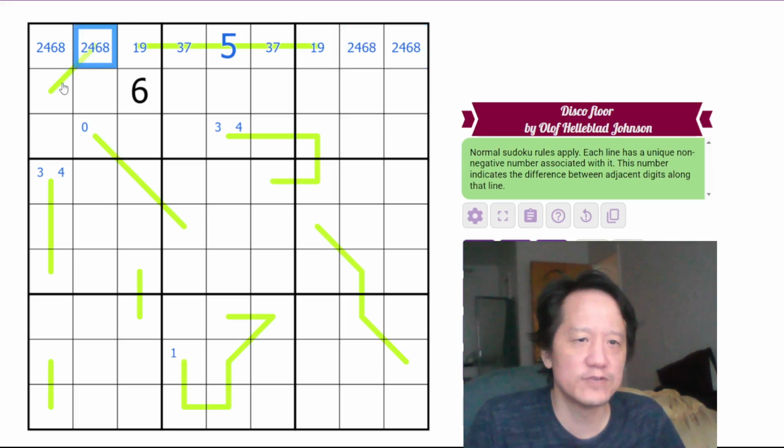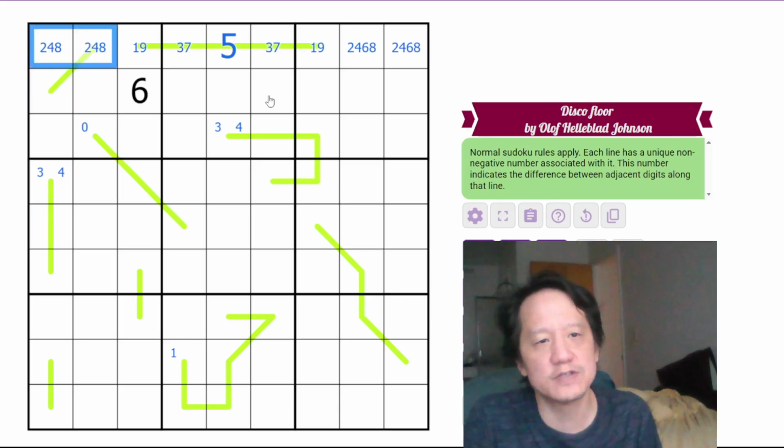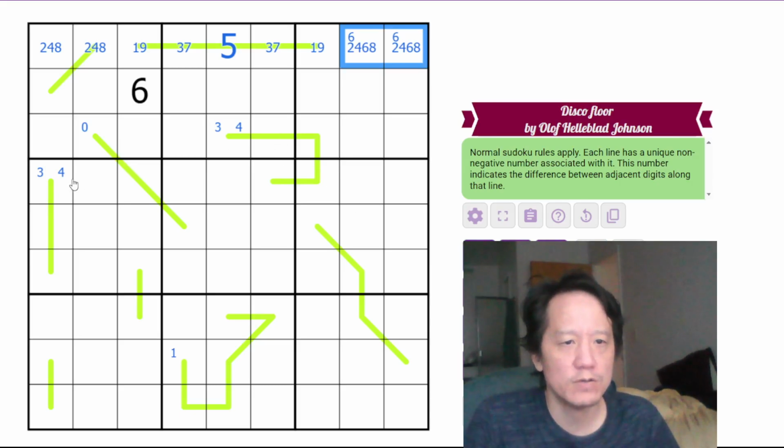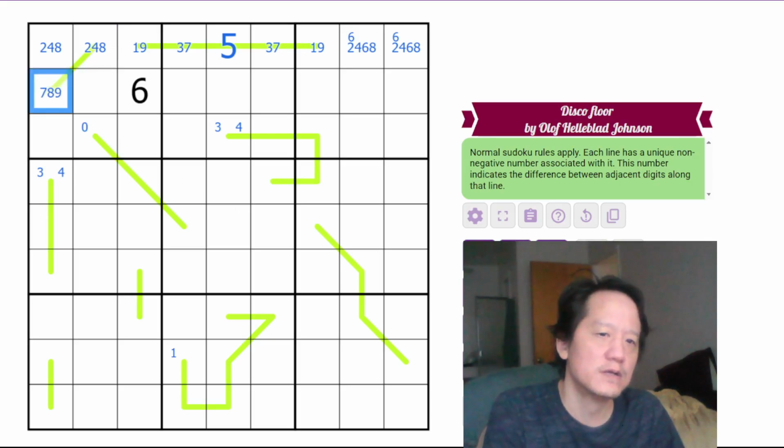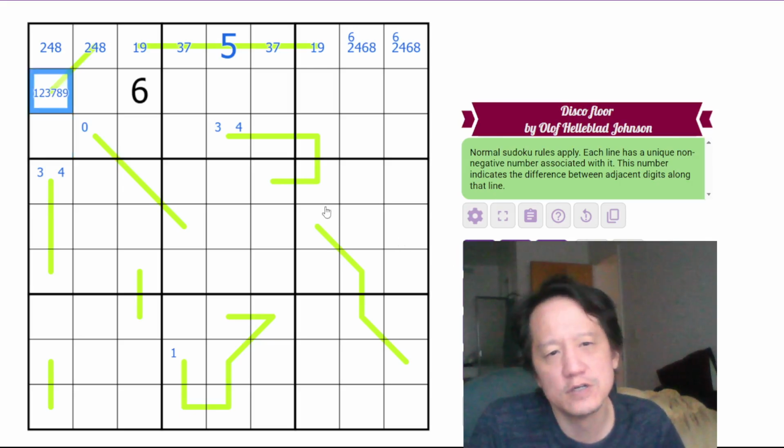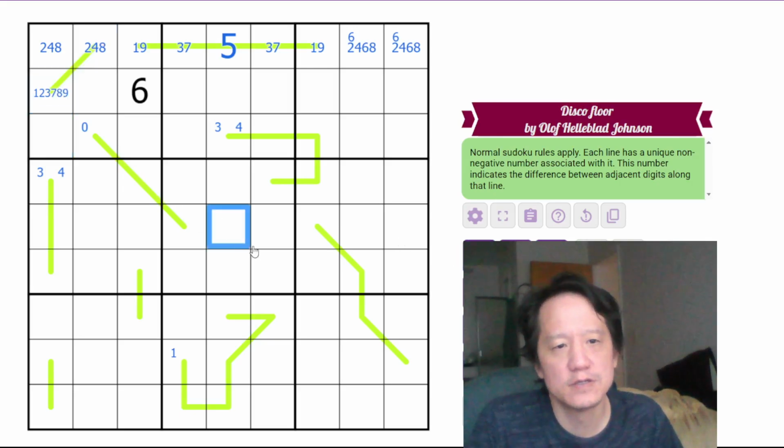We could have a difference of 5. None of these can be 6. So one of these 2 is a 6. Either this is a difference of 3 or it's a difference of 4. So this is at least a difference of 5. 2 could be with 7, 8, or 9. 4 can only be with 9. 8 can be with 1, 2, or 3. We're not sure which. So we don't know which one that is.